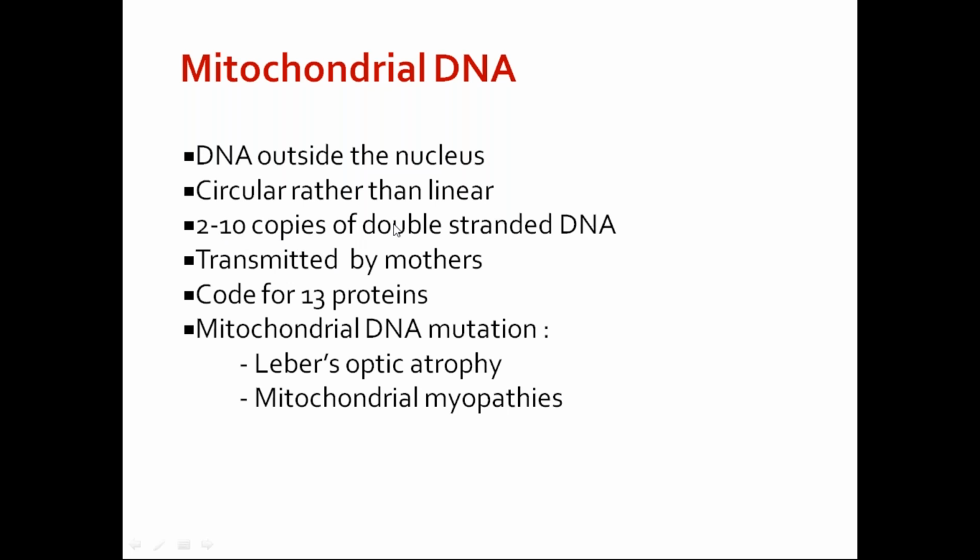Next, there are 2 to 10 copies of double stranded DNA in the mitochondria. It is transmitted by the mother only. Mitochondrial DNA is transmitted by mothers only. It codes for 13 proteins. Mitochondrial DNA mutations include examples such as Leber's optic atrophy and mitochondrial myopathies.